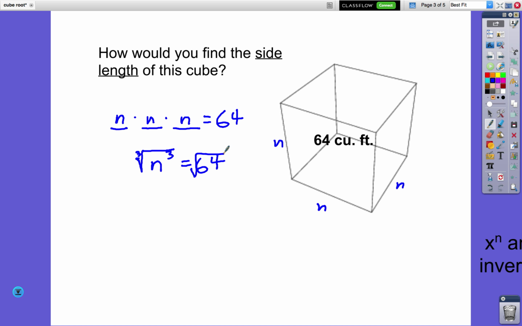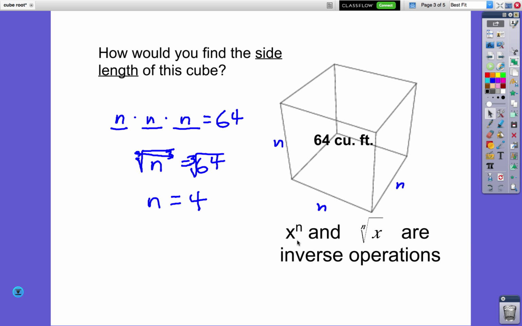Now, what I do to one side, I do to the other. So just like with squares and square roots, cubes and cube roots cancel each other out. We get n. And then I just have to think to myself, what times what times what is 64, just like we were talking about here. And in this case, it turns out that it's 4. So this is a 4 foot by 4 foot by 4 foot cube. And this is the concept of cube roots.